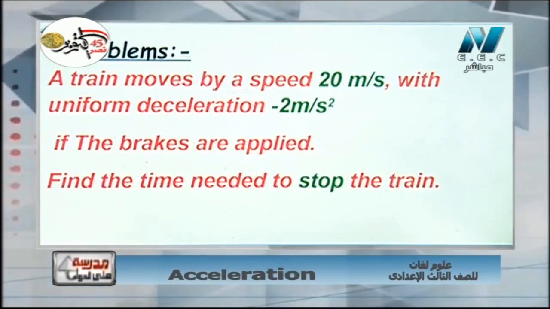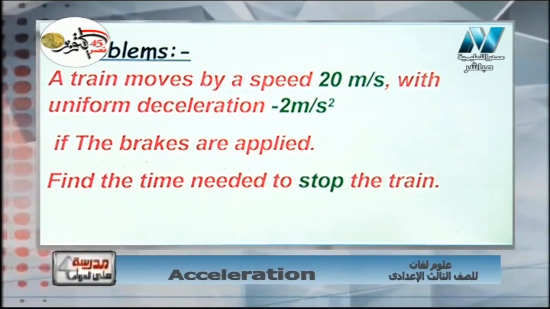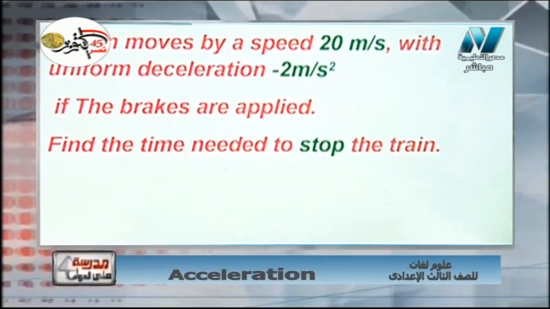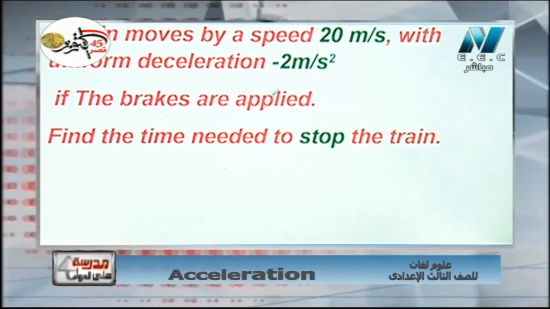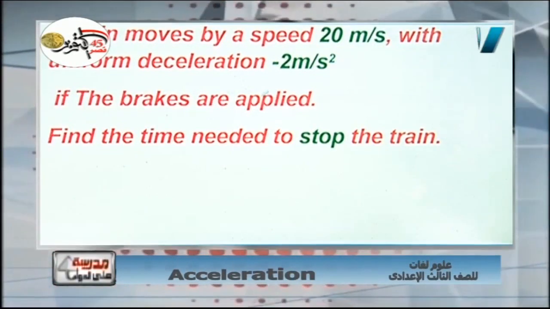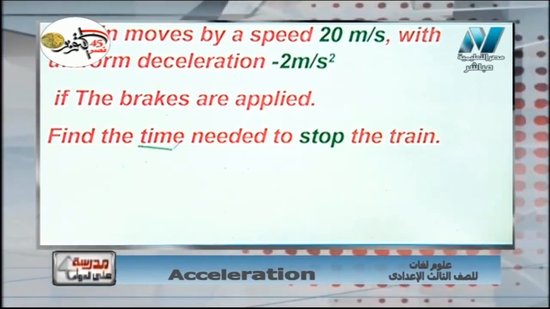Problem: a train moves at a speed of 20 meters per second with uniform deceleration equal to negative 2 meters per second squared if the brakes are applied. Find the time needed. Here we try to calculate the time needed to stop.